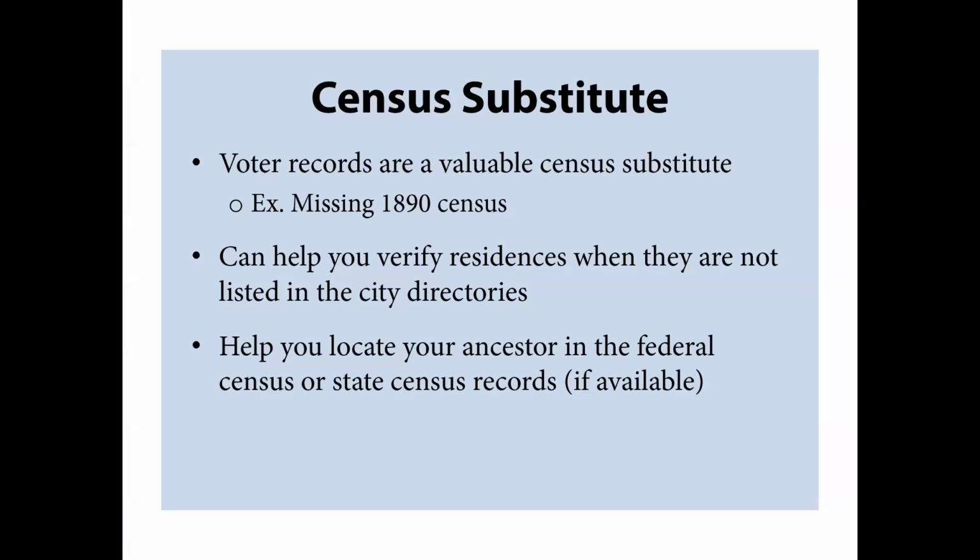Now, I also mentioned voter records are a really valuable census substitute. So think of it as a way to find someone in between records, especially when there is a missing census, like the 1890 census, or you're just trying to find someone in between years, because this can help you verify where someone is living at that time, especially if you're not finding them maybe in city directories. You know, they may not have had an occupation or decided to subscribe to the city directory, but they may have wanted to exercise their right to vote at least. So you could use that information to fill in some gaps.